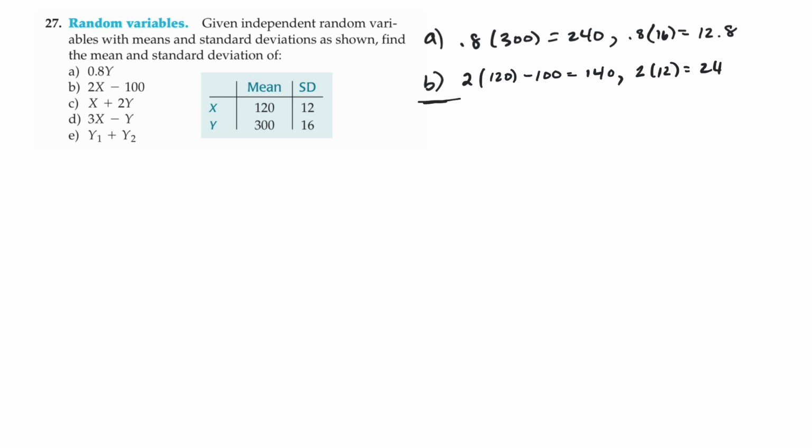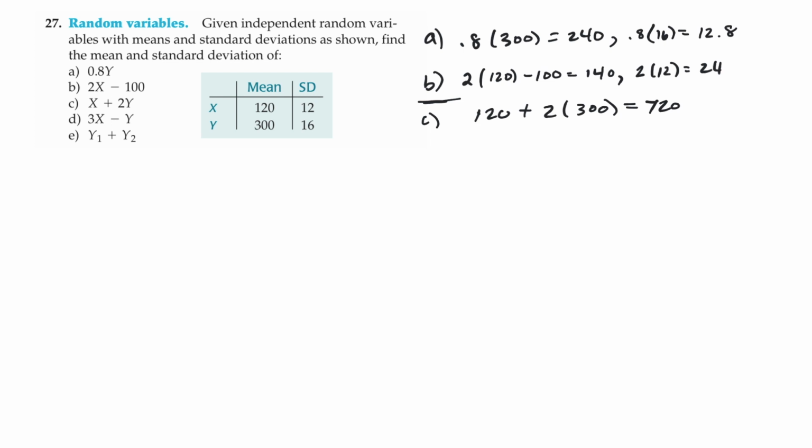Okay, now we're going to come to what we have to kind of change our mindset on. X plus 2y. In this case, we are going to be looking at the means. No matter what you're going to be doing, it's going to be all the same kind of thing, right? We're going to have 120 plus 2 times 300, right? So that's going to be 720. Means play well together. Means do exactly what they're supposed to do. They follow the rules. However, standard deviations typically don't always do that.